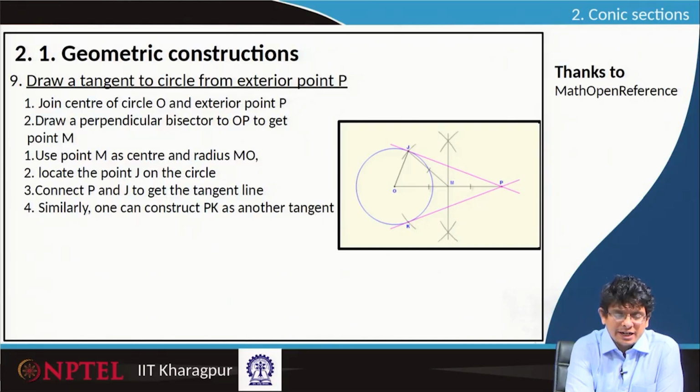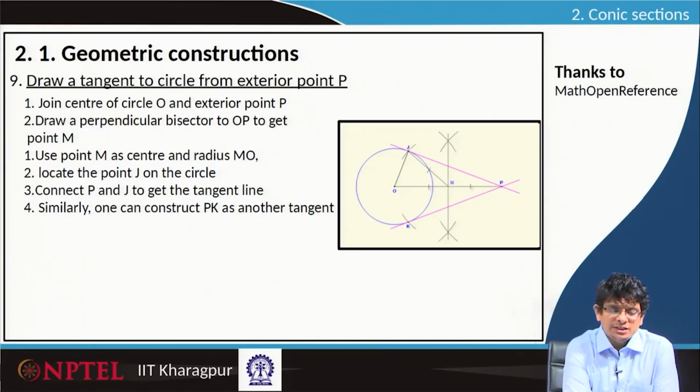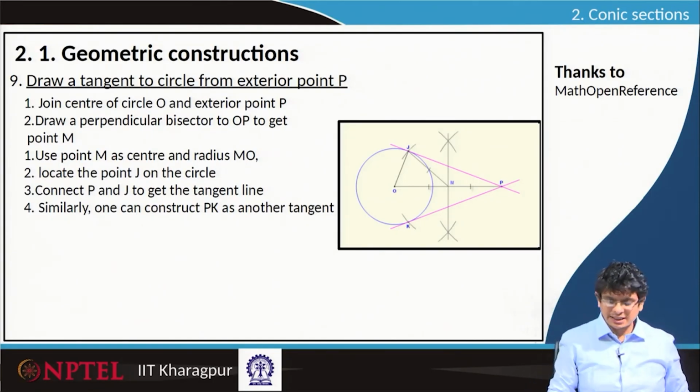Once M point is identified, use M point as center and radius O to M, pick that length, M as center, cut the circle at point J. Now, we have that J point on the circle, connect P point and J point to construct a tangent line. Similarly, one can construct PK also as another tangent. Let us begin with one example.